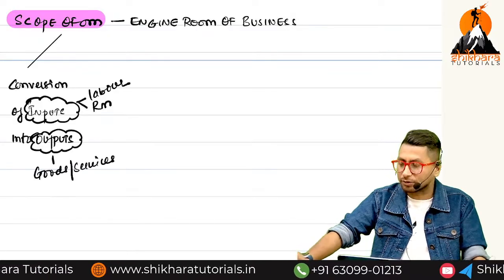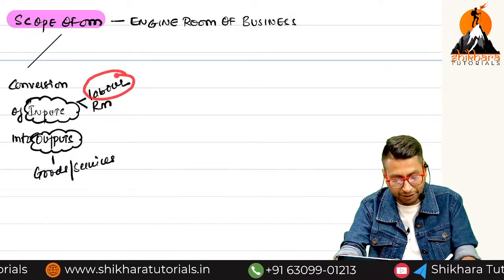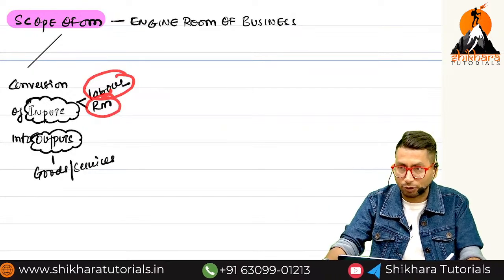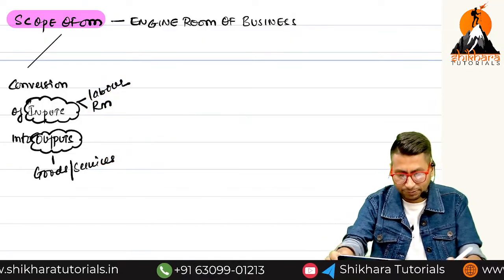What are tangible? Goods. What are intangible? Services. So who will use labor, raw material and all different types of inputs to provide goods and services to customers? Operations management. Clear?